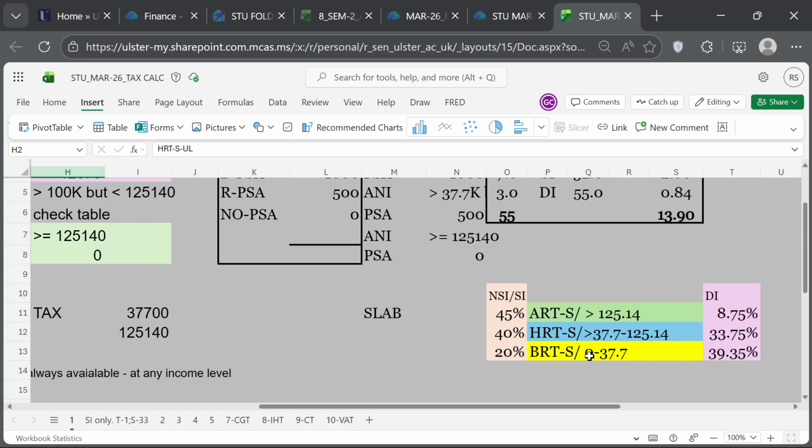That's why the ART slab threshold is 125.14. The moment you go over 125.14, you go into 45% for NSI and SI.